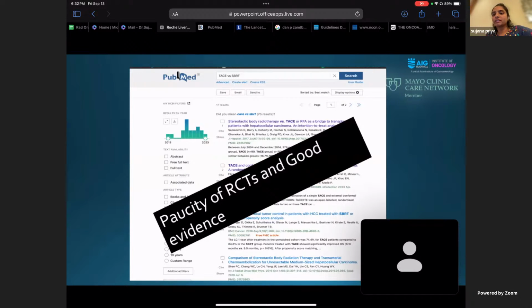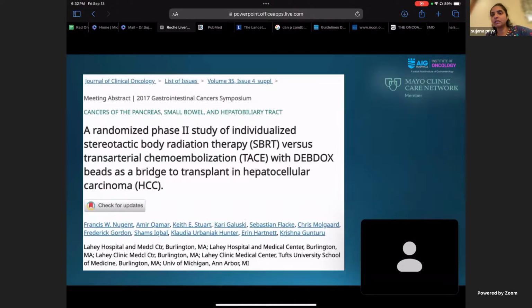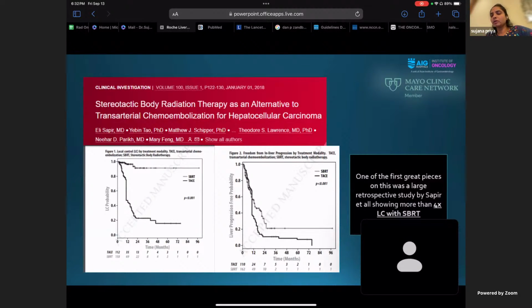So, given this paucity of RCTs and good evidence, TACE also gets stayed apart after the TARE has come into the picture. That is a different modality, still radiation, but you use yttrium. There is also a randomized phase 2 study of SBRT versus TARE as a bridge to transplant. And there are a lot of other pieces, one of the first great ones being the large retrospective study by Sapir et al.